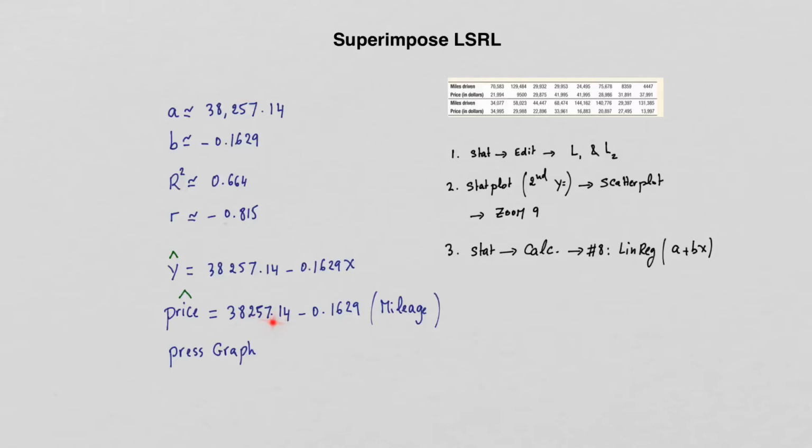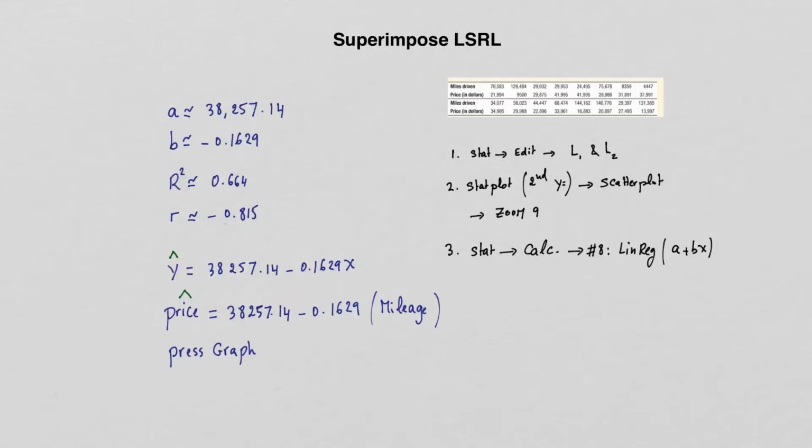Since this is the y-intercept, it means it is the initial value. It means initially with no mileage, basically a brand new car should cost $38,257.14. Notice what I said, should cost. It doesn't cost, it should cost, based on the line. Based on the model that we are superimposing, we expect a brand new car would cost $38,257.14. That's what we expect.